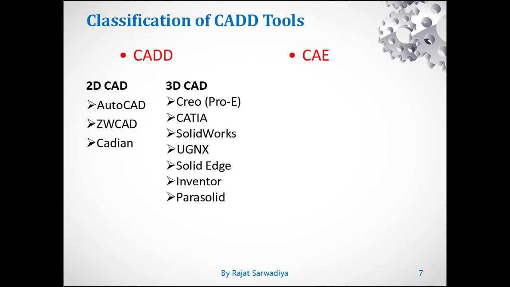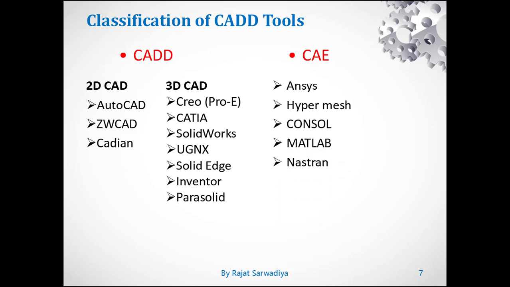Industries are preferring these tools as per their requirement, as per their convenience, as per availability of the software, or as per their use of that particular software. Next comes CAE tools. CAE tools we have ANSYS, Hypermesh, Console, MATLAB, Nastran, and again many more. Each tool will have their own applications. Each tool will have their own specialization, due to which industries are preferring them over other tools.